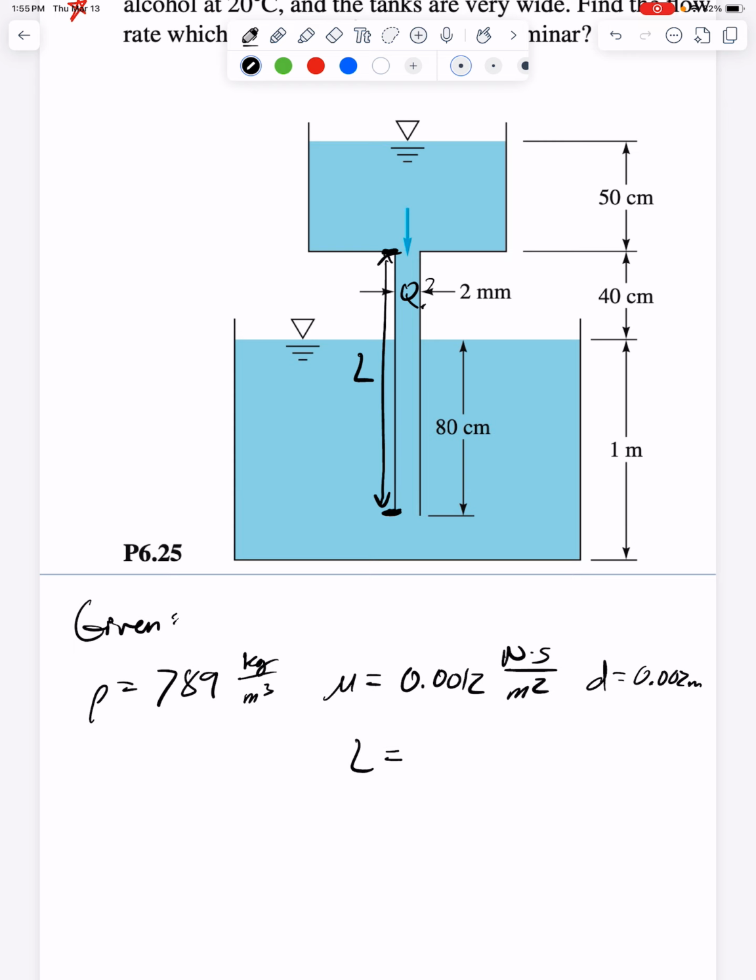Therefore, length of pipe is 40 centimeters plus 80 centimeters. So it's the exposed surface plus the surface submerged in the second reservoir, but not all the way to the bottom of the reservoir, just the section of the pipe. So length of pipe is 1.2 meters.